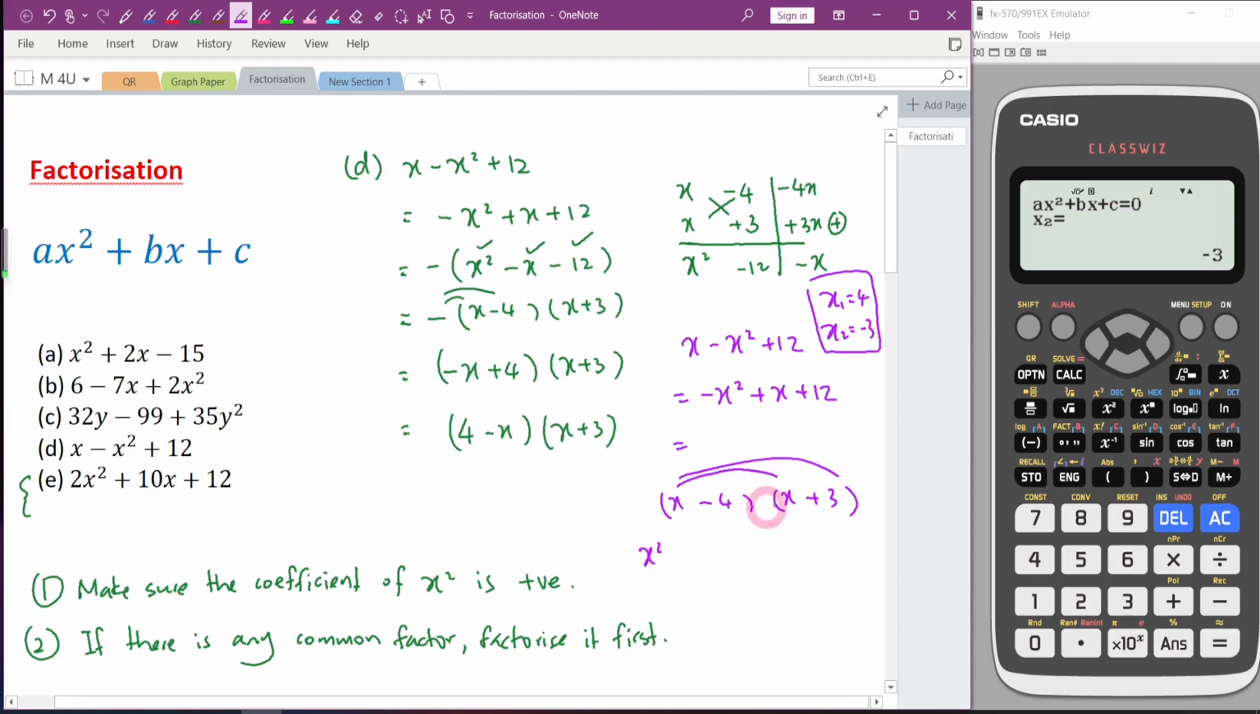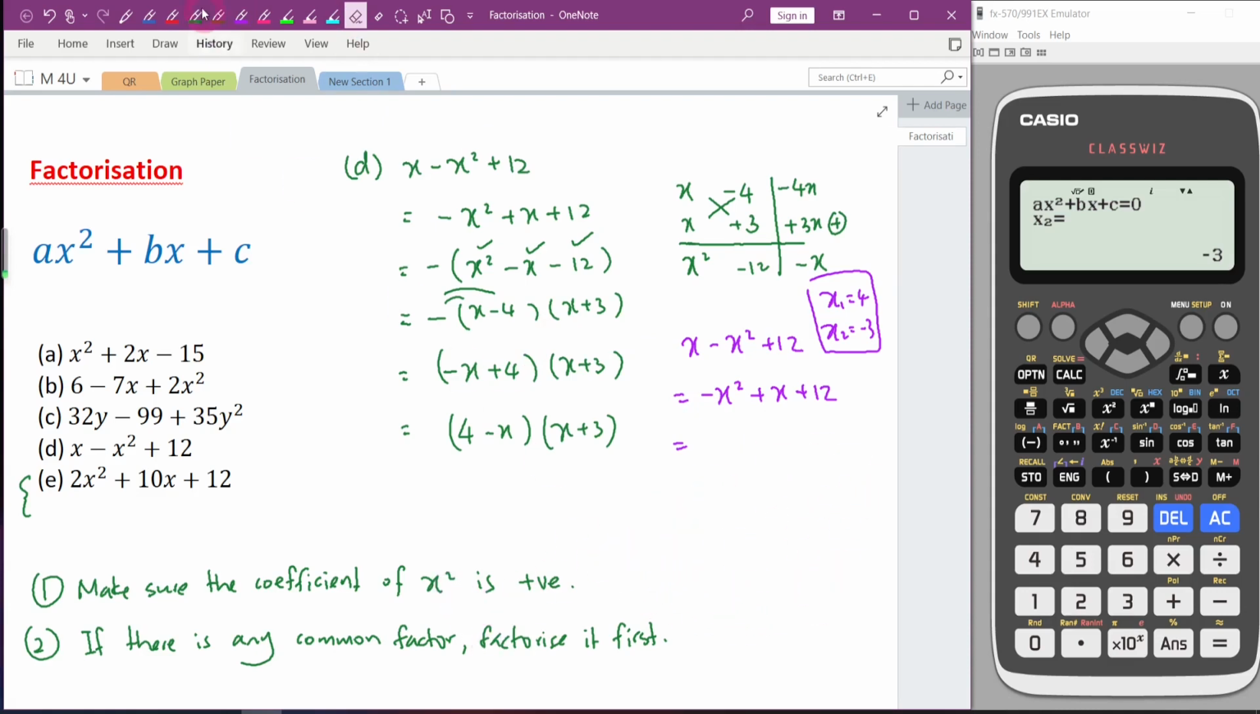x squared plus 3x, negative 4x, negative 12. So it will be equal to x squared minus x minus 12. You will notice that this is not correct. It's not equal to this. This is negative, this is positive. This is positive, this is negative. This is not correct. So pay attention when you want to do the factorization using our calculator. These two things.